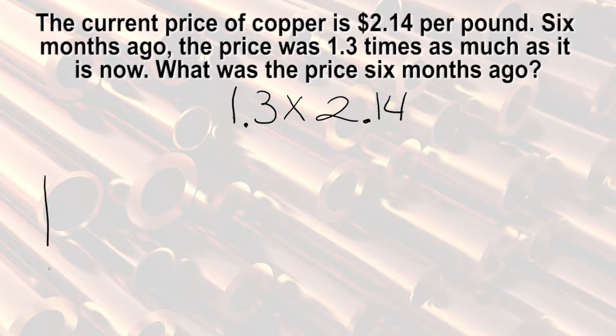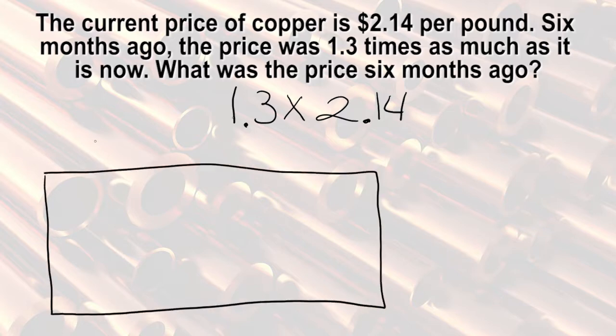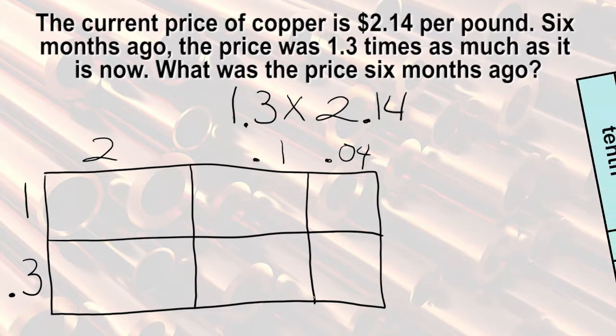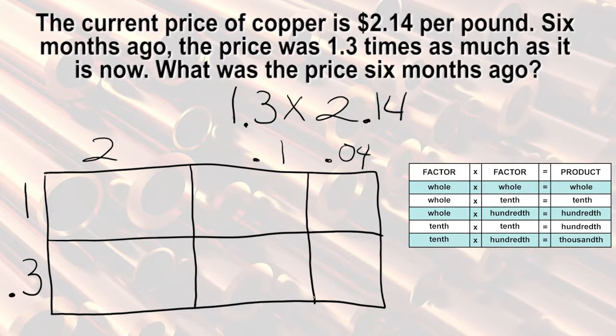We will begin by creating an open area model. We will write the factors in expanded notation and draw the lines we need to divide our model into separate sections. Next, we will multiply to find the partial product of each section in our open area model. We will refer to our product chart for multiplying decimals for each section.